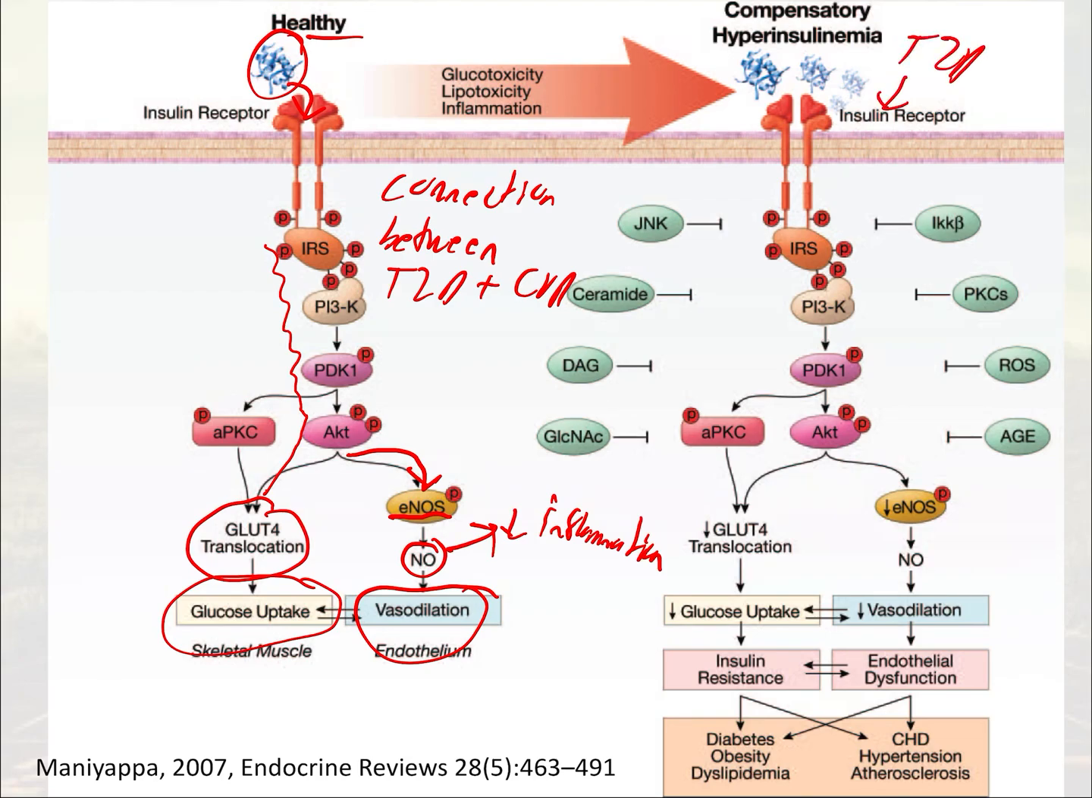Type 2 diabetes here, all these things aren't working so well. So instead of an increase in GLUT4, we get a decrease. Instead of an increase in eNOS, we get a decrease. So less vasodilation, endothelial dysfunction, coronary heart disease, hypertension, atherosclerosis, all of these things. So there's a strong link between the two diseases.